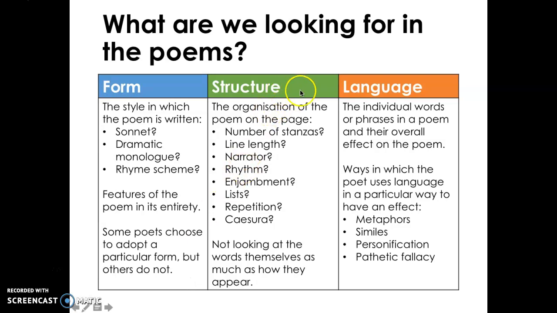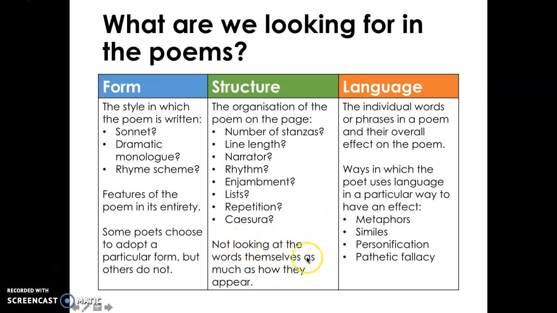The next thing we'll consider is the structure of the poem. The structure is the organisation of the poem on the page. How many stanzas does it have? What are the line lengths? Who's the narrator? What's the rhythm? Or looking at certain techniques such as enjambment or lists or repetition or caesura. Where do these things feature, if they do feature, and once again, how does this all link to what the poem is about?